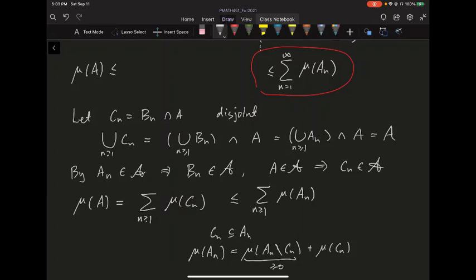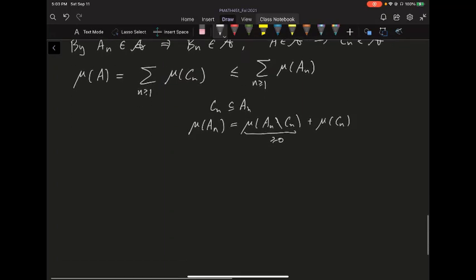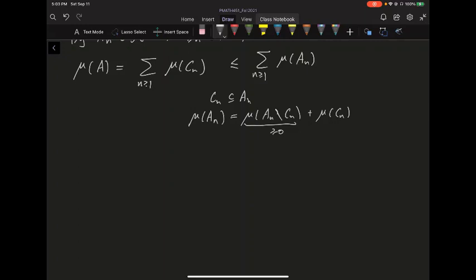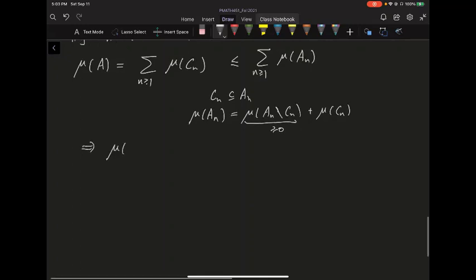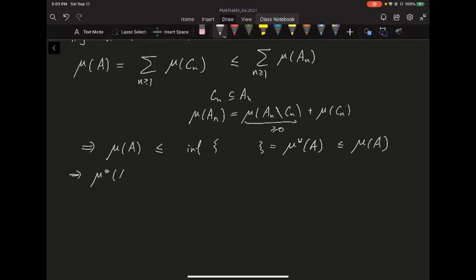So now we have shown that mu of A is bounded above by the summation. And we know mu star of A is the infimum of all the summations of mu of An. So by taking the infimum, we know mu of A will be smaller than the infimum of these, which by definition is mu star of A. And we know mu star of A is less than or equal to mu of A because A is a cover of itself. So these are all equalities. Okay, so we proved that mu star of A is actually equal to mu of A. Okay, so this is the first part of the proof.